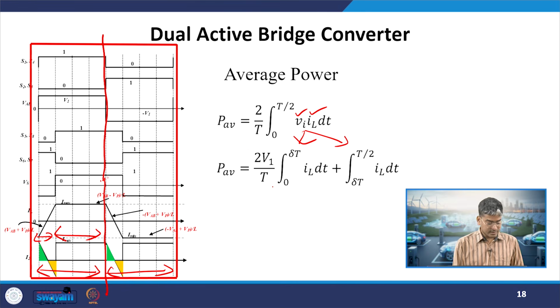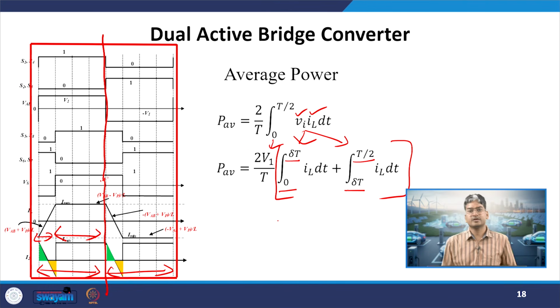Mode 1, what was the time limit for mode 1? It starts from 0, it ends at delta T value. Similarly, mode 2 starts from delta T and it is valid till the end of my half cycle. Okay. So, in this way we have split the integration into two parts, from 0 to delta T and from delta T to T by 2, or end of half cycle. Okay. And the input voltage is V1. So, that is what we have replaced. This will be constant, multiplied for the entire integration.